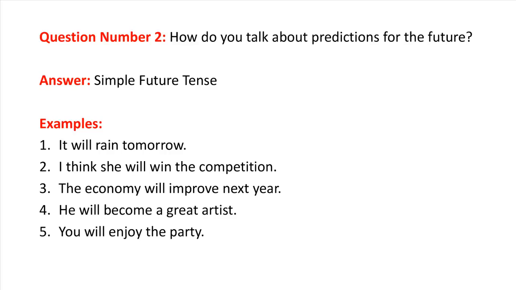Question number 2. How do you talk about predictions for the future? Answer, simple future tense. Examples. It will rain tomorrow. I think she will win the competition. The economy will improve next year. He will become a great artist. You will enjoy the party.